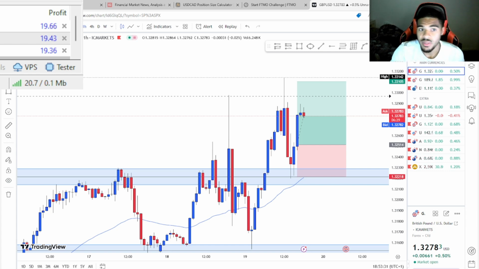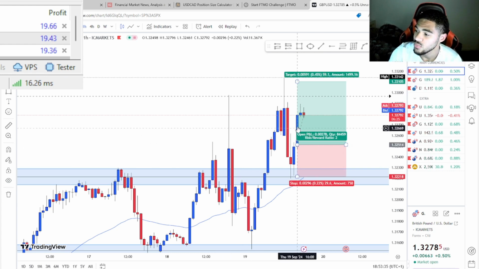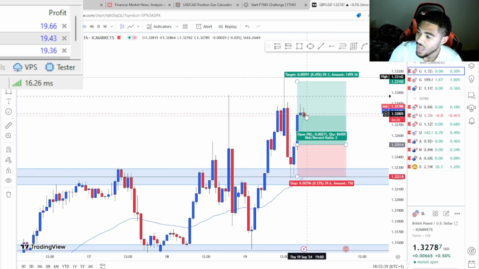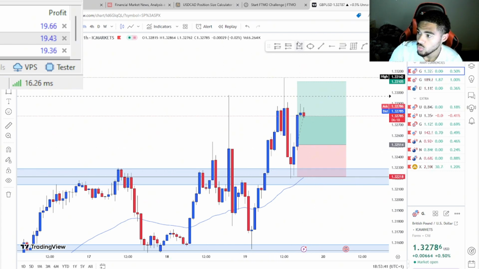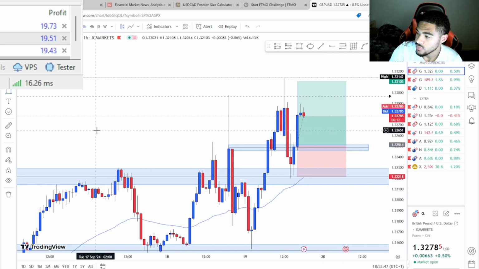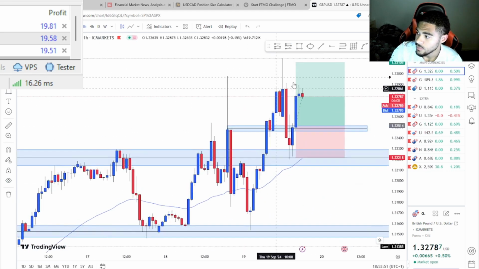It's come down a little bit. I'm not too happy with this. This candle, fantastic. This one, average. Quite annoying, but I mean, we've got this here for it to bounce off of if it does come back down, which is just entry. We'll have to wait and see.